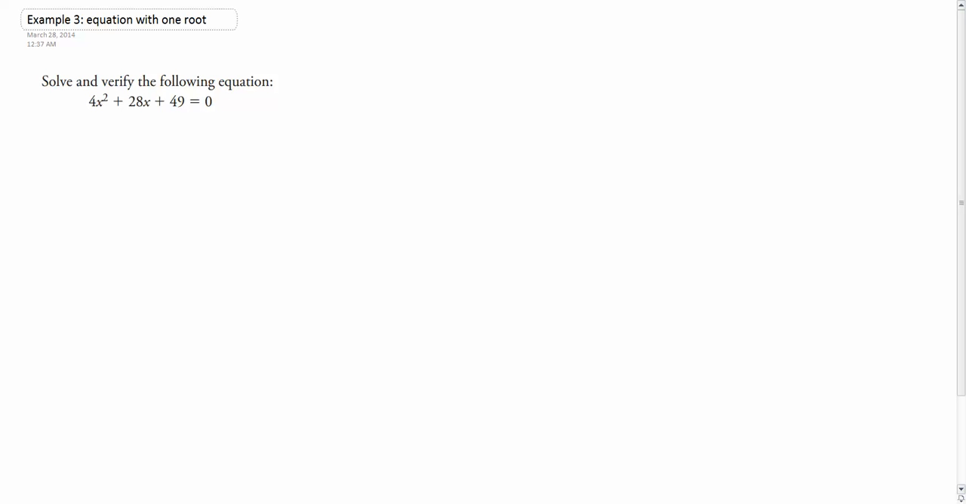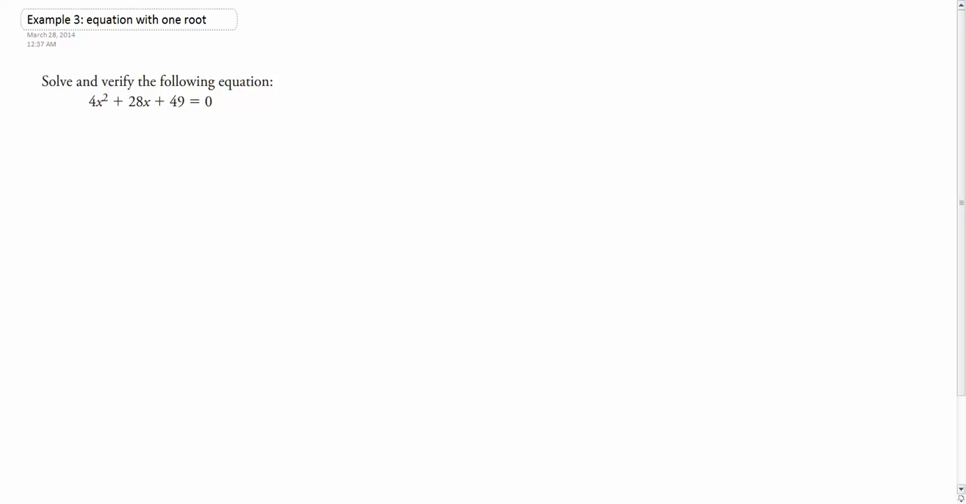We are going to look at example number 3, equations with one root, and we're being asked to solve and verify the following equation. This is the first time that we have been forced to factor by decomposition, so I'm going to go through it fairly quickly, and I will post a link to a number of Khan Academy videos on factoring. They call it factoring by grouping. I refer to it as factoring by decomposition.